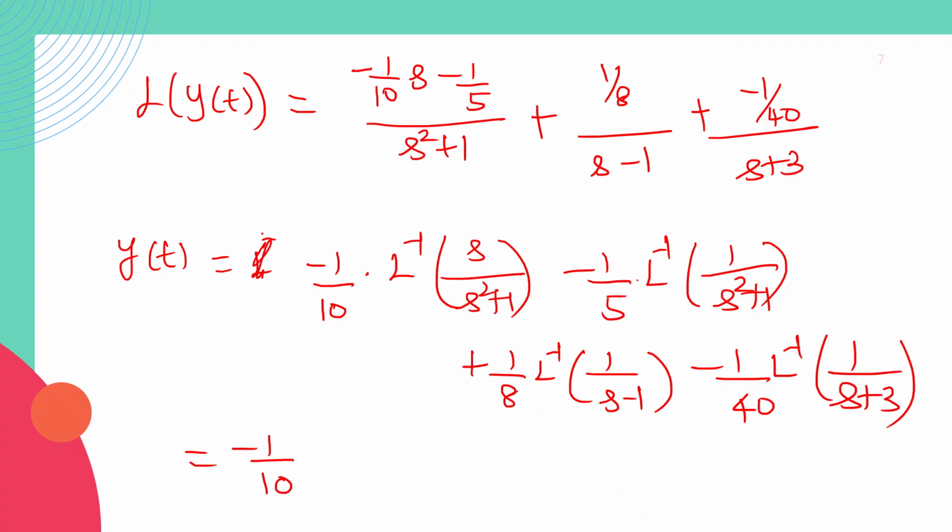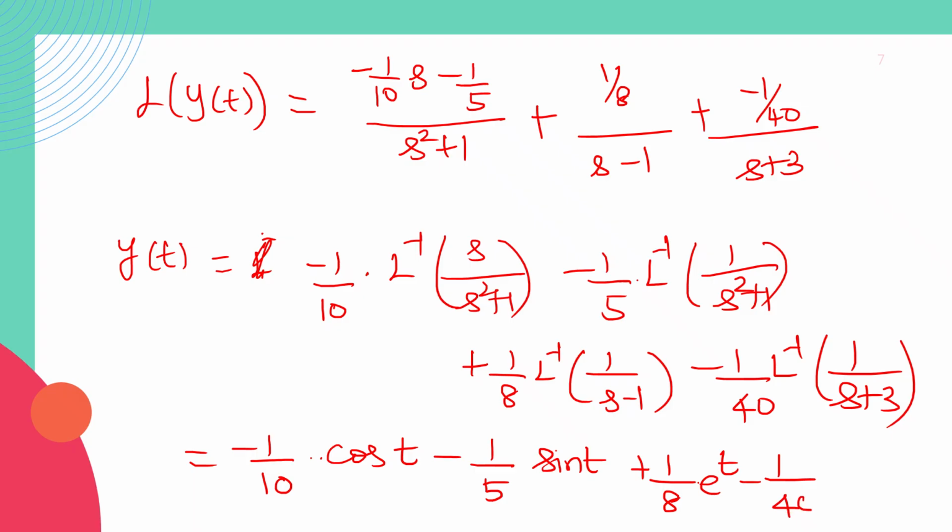Minus 1 by 10 into L inverse of s by s square plus 1 is simply cos t, and L inverse of 1 by s square plus 1 will be sin t, and L inverse of 1 by s minus 1 will be e to the power of t, and L inverse of 1 by s plus 3 will be e to the power of minus 3t. So we have solved the differential equation and we got the solution as y of t.